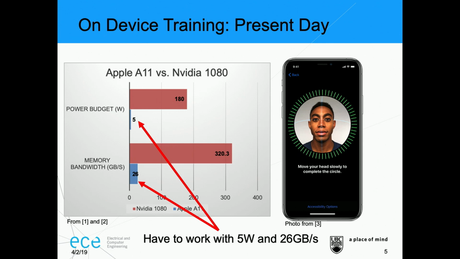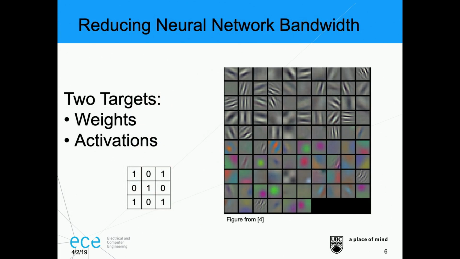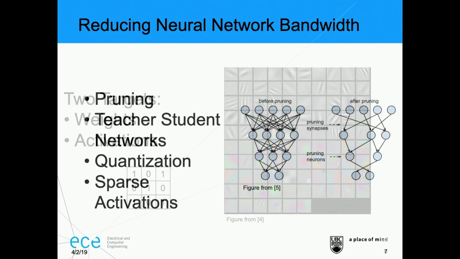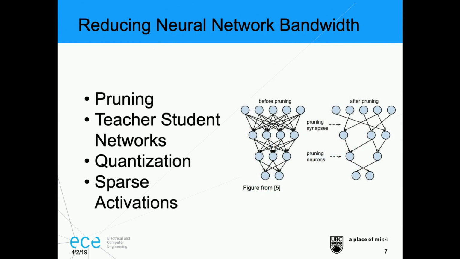So how are we going to reduce the memory bandwidth during training? Well, we have two targets. We have weights and we have activations. Typically these are reduced after training. It's really hard to reduce them during training. And what people have done after training, there's a couple things that are out there. So you have pruning, of course, where you remove some of the weights, neurons, reduce the number of connections in your network. This also helps sparsify your activations, which you can take advantage of.